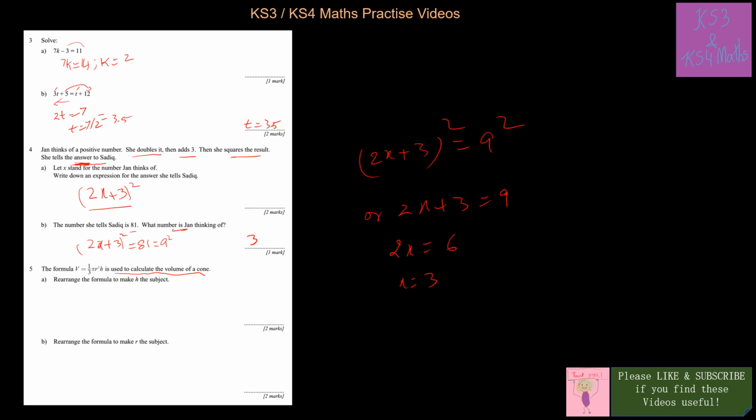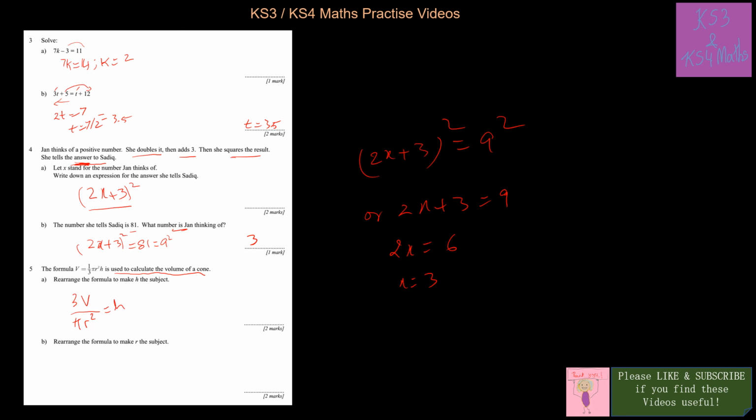So H has to be on one side, all the other numbers, expressions and variables will go to the other side. So what we are going to do here is, V. So if we do 3V divided by pi r square equals H.